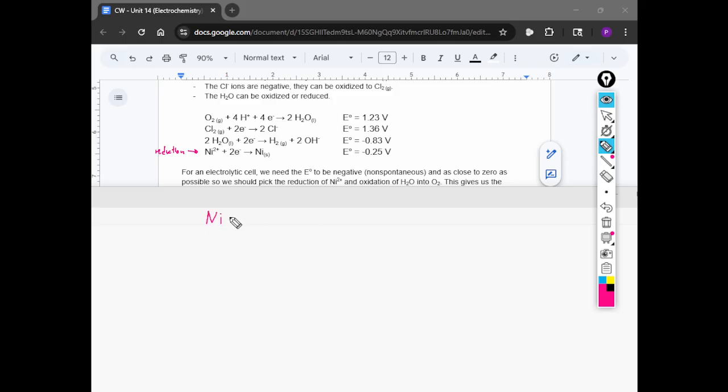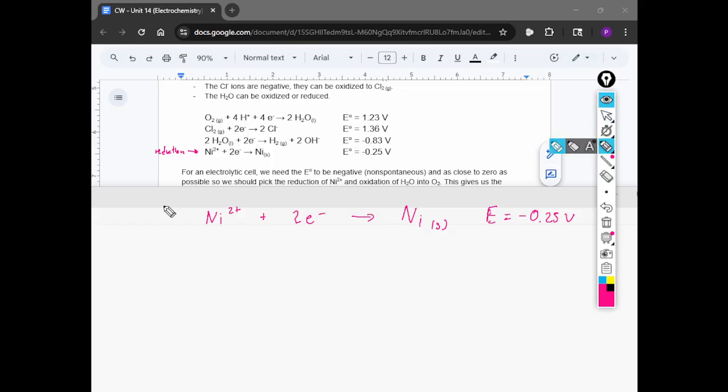So this is our reduction reaction. Ni2+ plus 2 electrons produces solid nickel, and the electrical potential is negative 0.25 volts. All right, so we picked our reduction potential. We picked nickel because it's the smallest negative. Remember, electrolytic cells need to be negative. So we picked the smallest negative number.